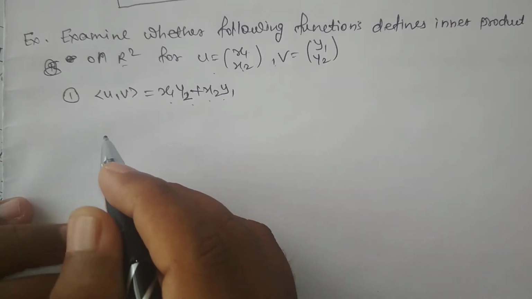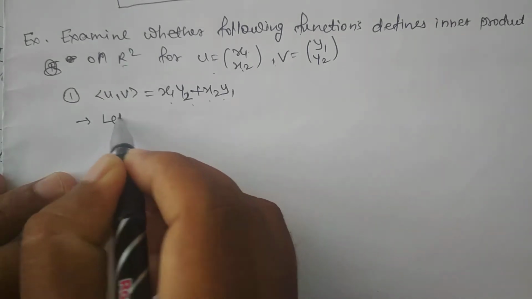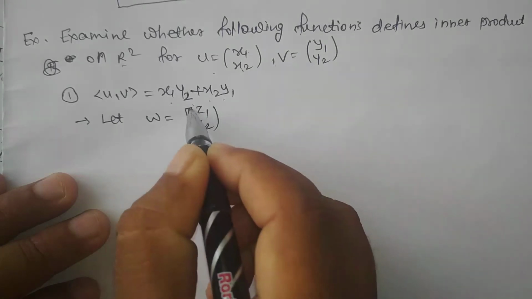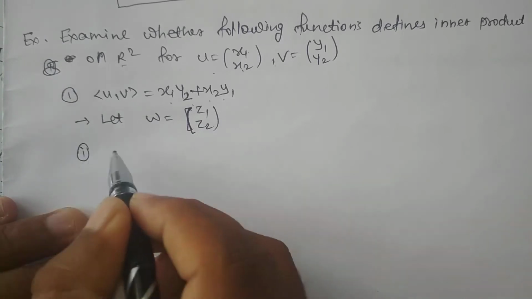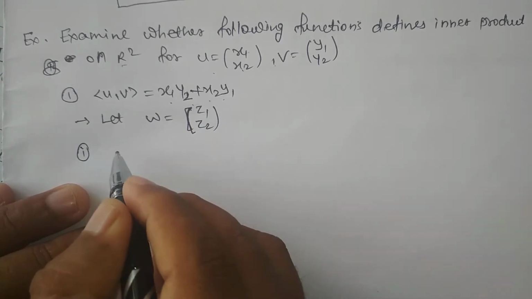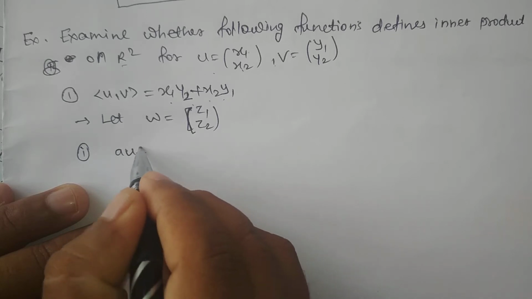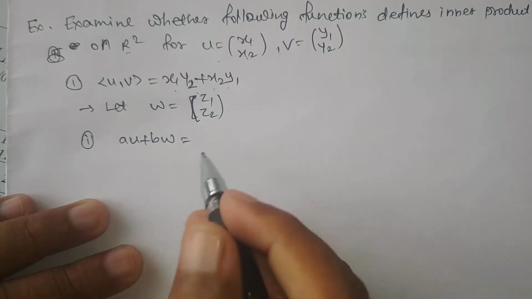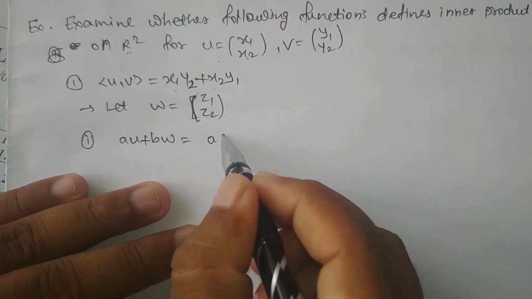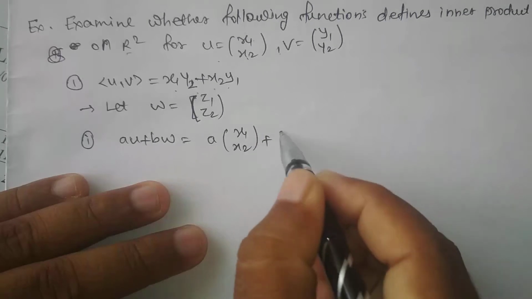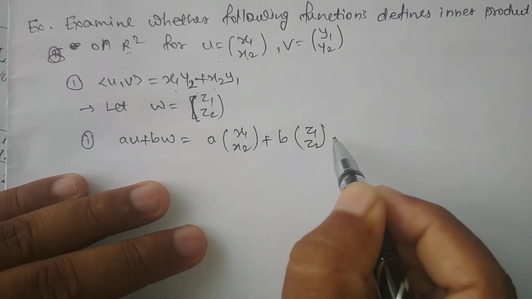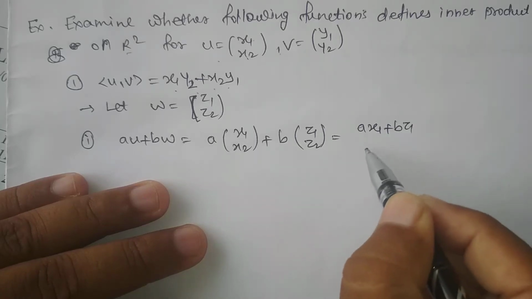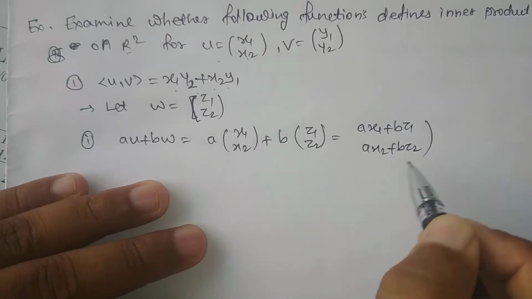So what are the three conditions? For that, let us suppose w is another vector, z1 z2. You have to check the conditions one by one. For the first condition, we require to calculate a u plus b w. What is a into u? It is x1 x2, plus b into w, which is z1 z2. So it gives a x1 plus b z1, a x2 plus b z2.